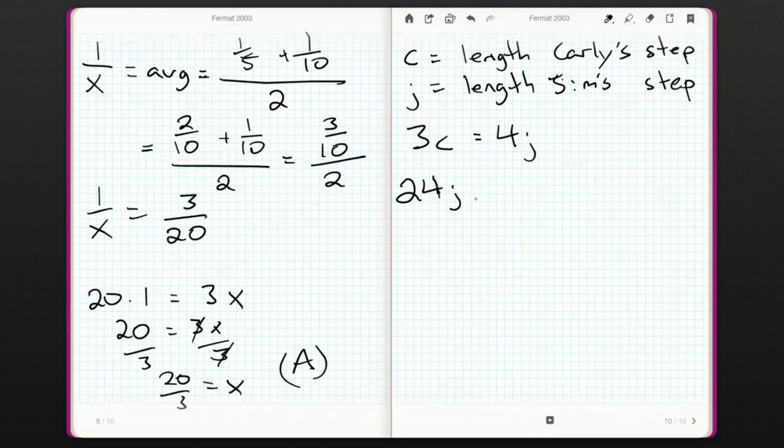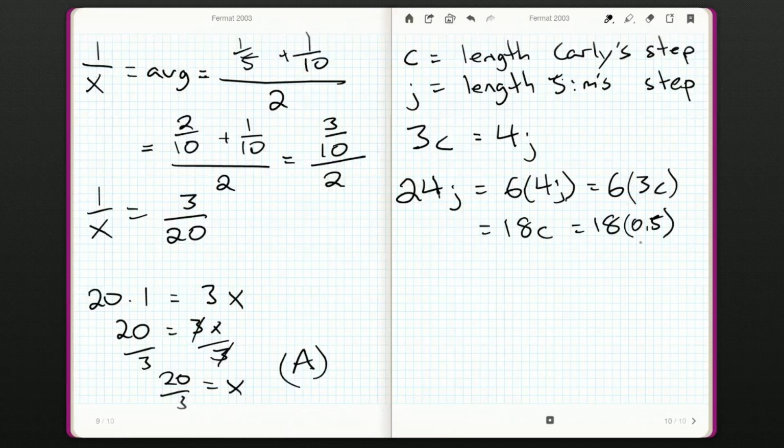Okay. Now one thing we could do is say, well, 24, that's 6 times 4 of Jim's steps. And then we could substitute in. Well, we know 4 of Jim's steps are 3 of Carly's steps. So this is 18 of Carly's steps. We could certainly do that. And we know Carly's steps are each 0.5, and we get 9 meters, because 0.5 is half. Half of 18 is 9.